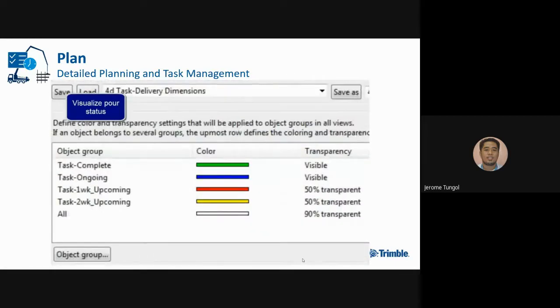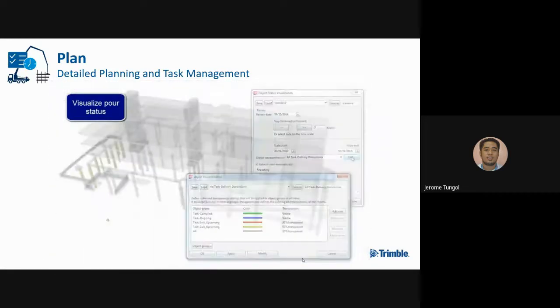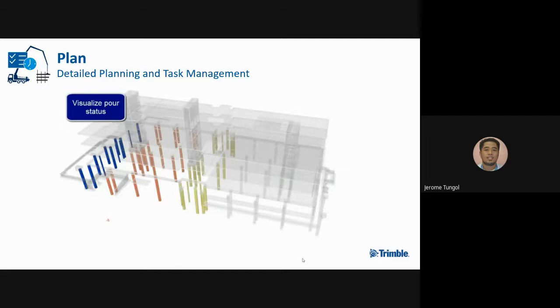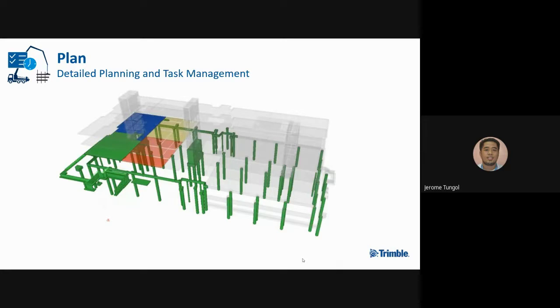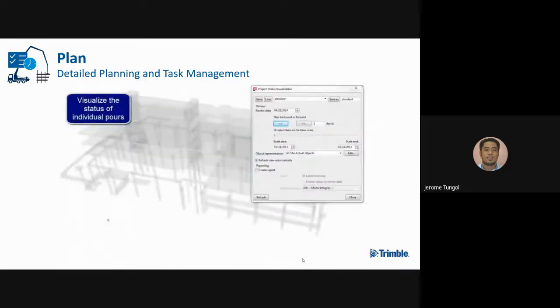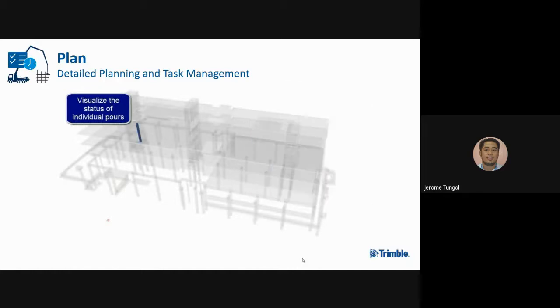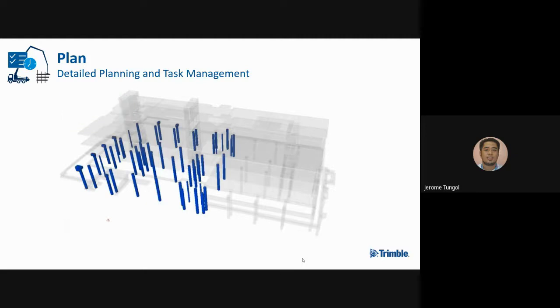Also, using Task Manager, you can visualize your schedule by 4D animation using project visualization and assigning color coding on the task. So as you can see, you can review dates to see the progress on the site. So by clicking dates, 4D animation is done by simply clicking the dates. So as you can see, once you click the dates, the model will prompt the color coding if it's done or still in progress.